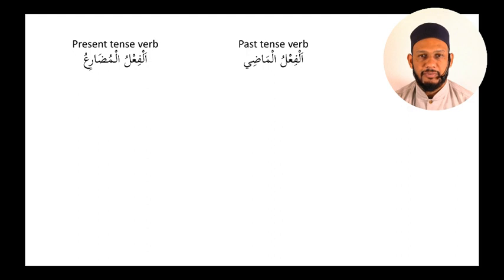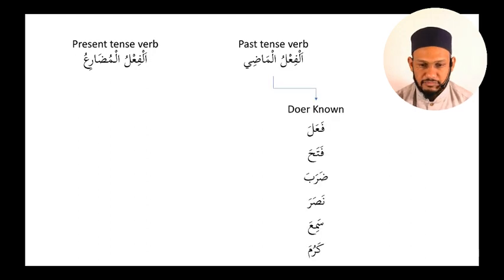Al-fi'lul madi means the past tense verb, and al-fi'lul mudari' means the present tense verb. Under each of them you get two types of verbs. So the first type is the one where the doer is known.